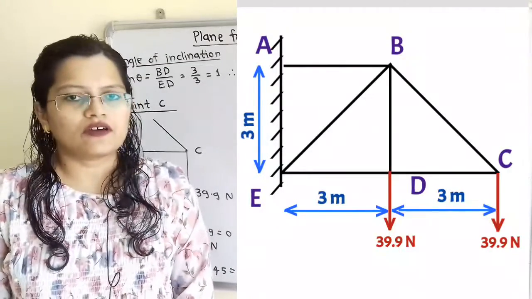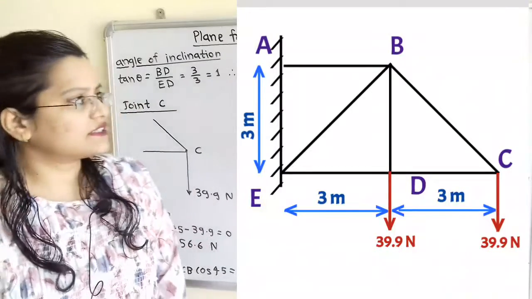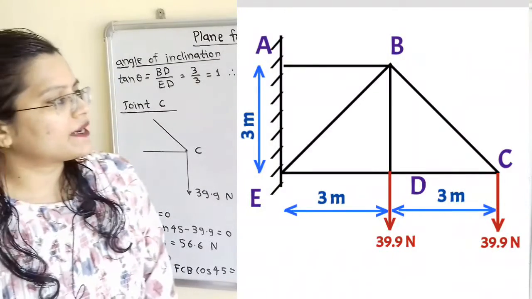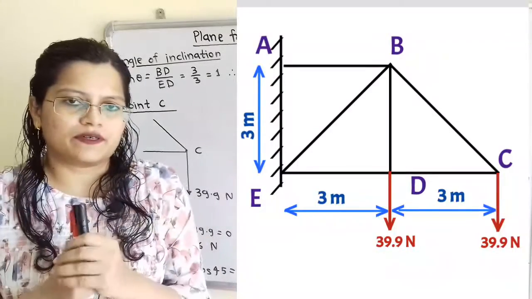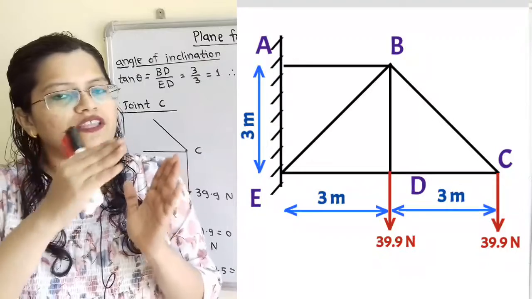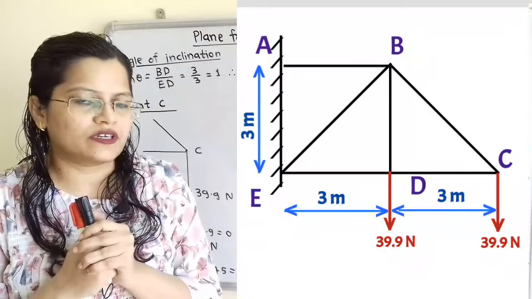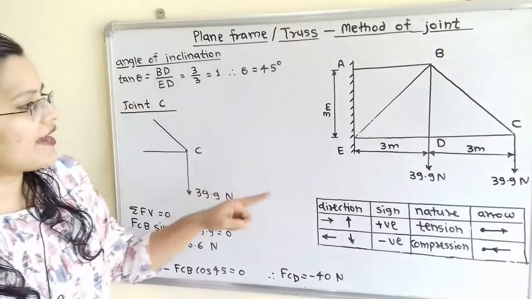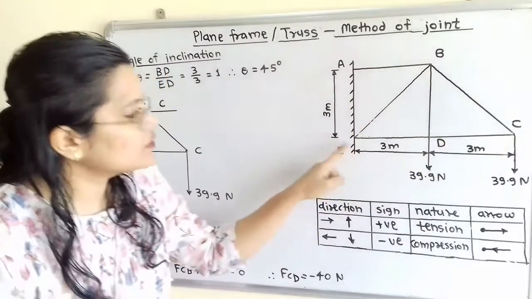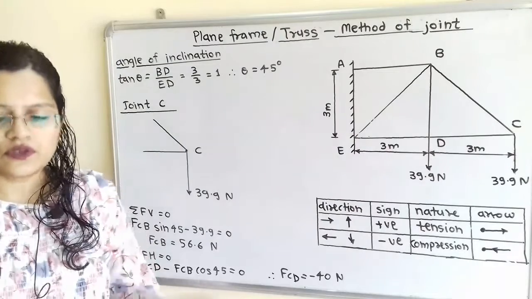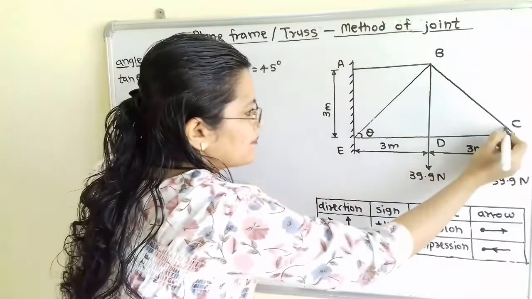Now to solve this question by method of joint, we will follow some basic rules. So we have to first find out the components of inclined forces. Now if we observe the member BC as well as member EB, then these are inclined members. So we have to resolve the forces within these members into vertical component and horizontal component. So for that we have to first find out the angle made by this EB as well as BC with the horizontal line. So I will consider here the angle is theta.